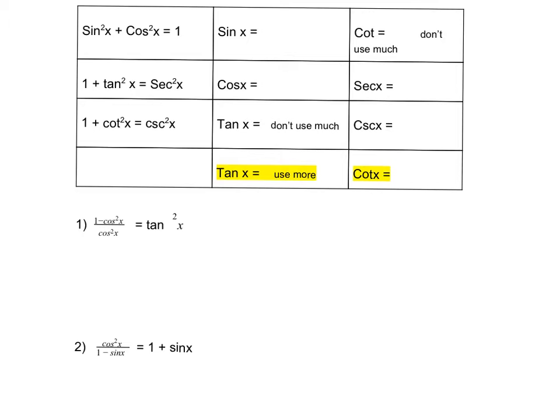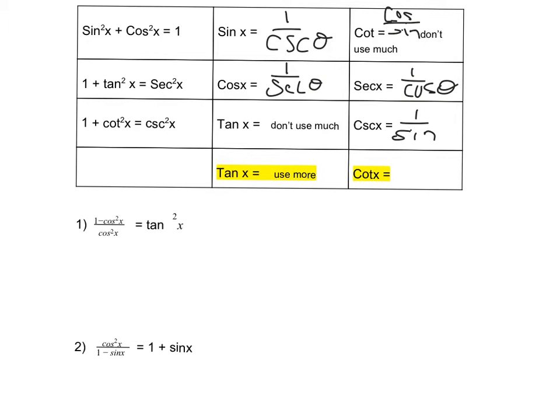So, sine is 1 over cosecant theta, cosine is 1 over secant theta, secant is 1 over cosine theta, cotangent is cosine over sine, and that is 1 over sine. Cotangent, this is the one we really want. I wrote it up there: cosine over sine, and then this one is sine over cos. That's the one we really want.